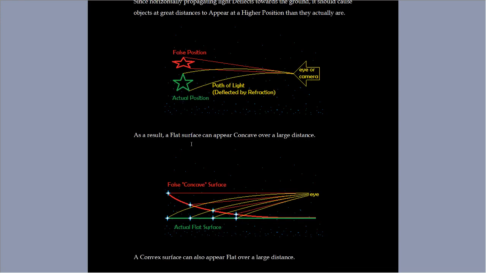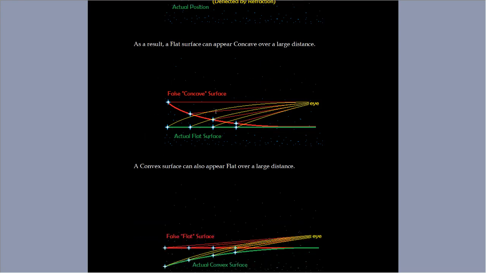As a result, a flat surface can appear concave over a large distance. Take a look at this figure. We have a flat surface, and it appears to be concave.